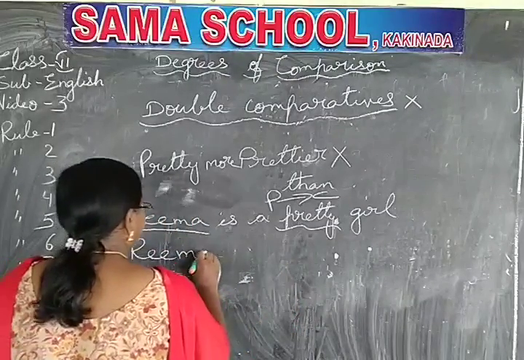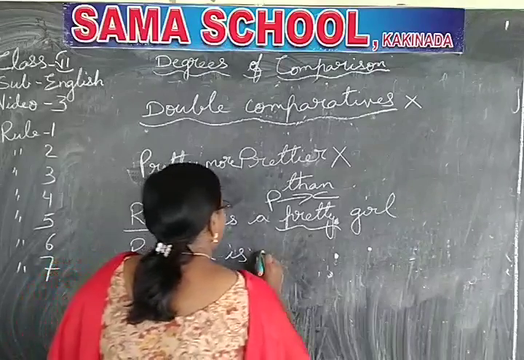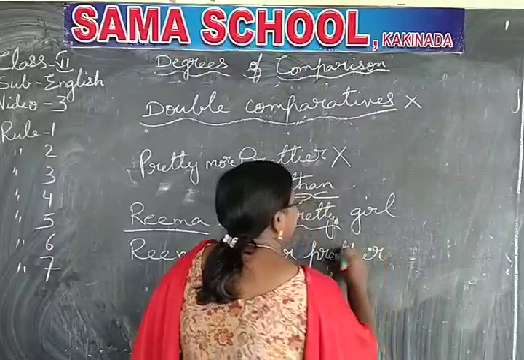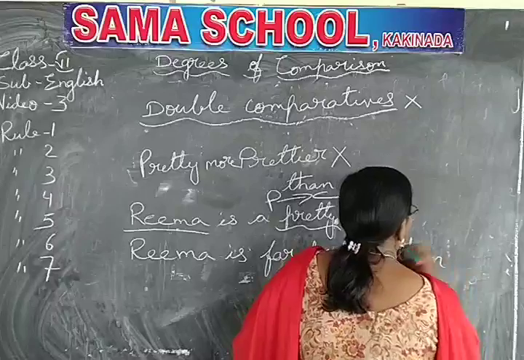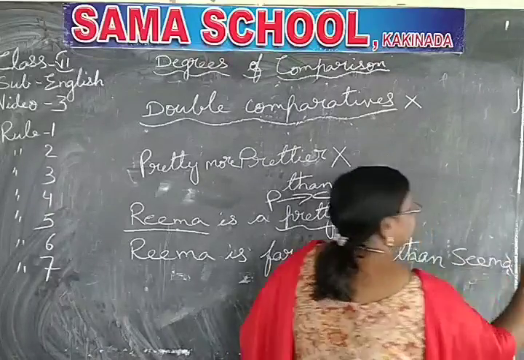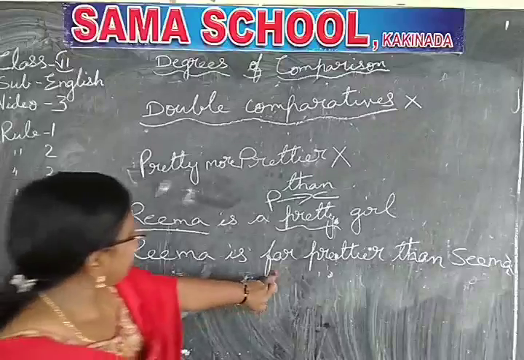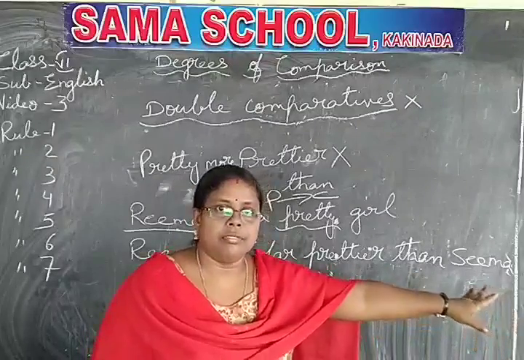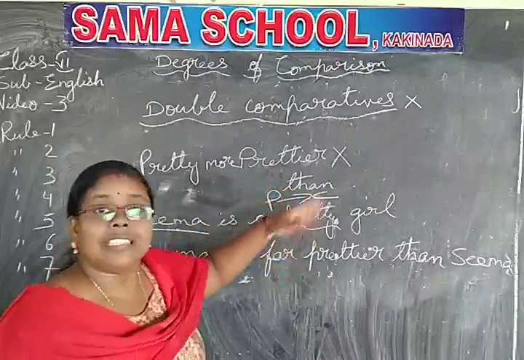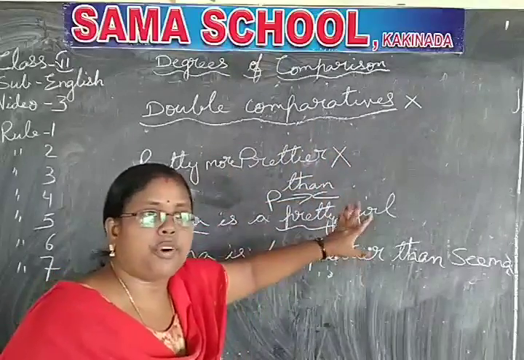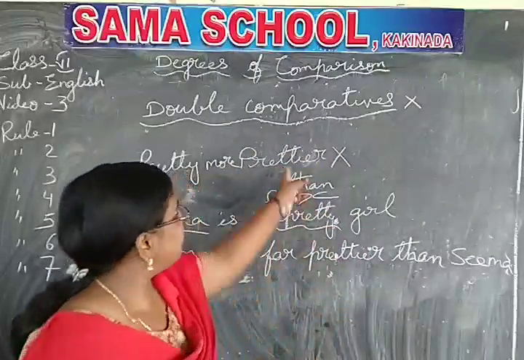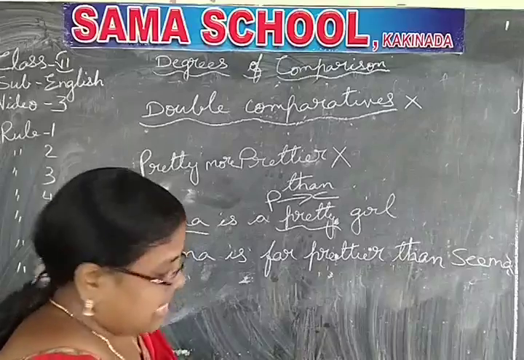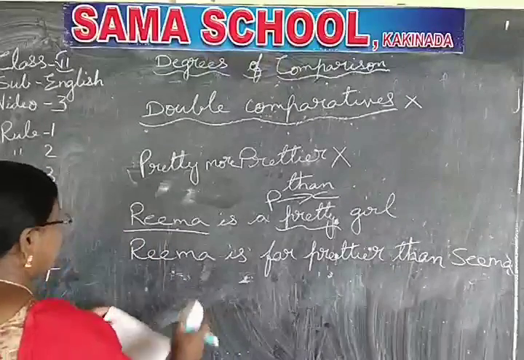Then how will you write the sentence? Rima is far prettier than Seema. See, I used far. I didn't use more. Far prettier than Seema. These are a few exceptions, a few rules that we have to follow in sentences. Double comparatives should not be used. Then double superlatives also are incorrect.